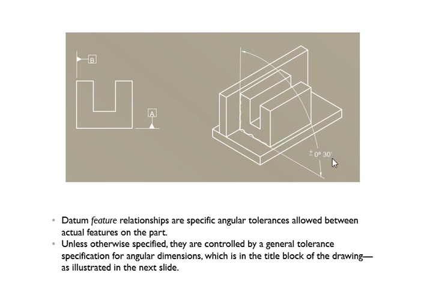They can vary in that range. That's all you need to know. Where can you find the tolerance? Go to your title block. It's right in there.